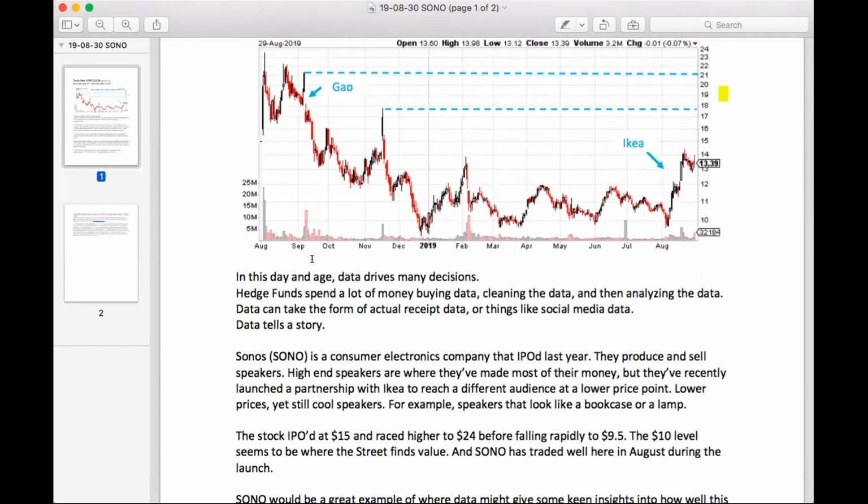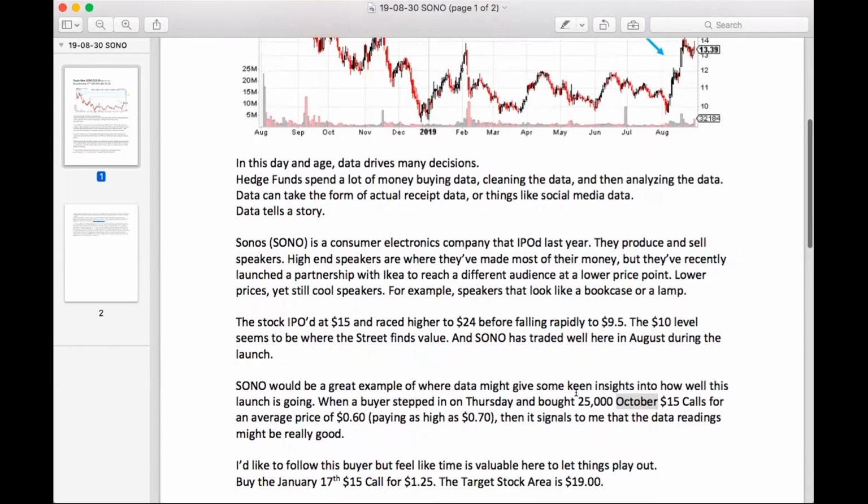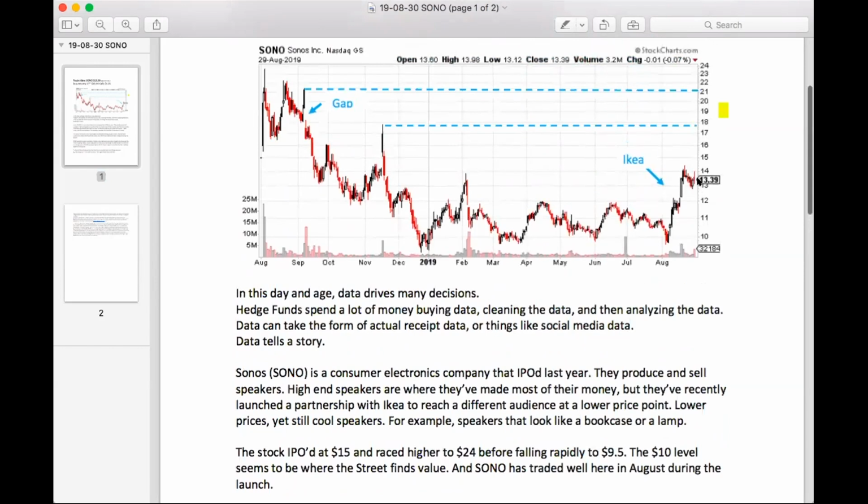So in this case, Sonos traded 25,000 call options on Thursday, and they were paying 60 cents for the right to buy Sonos at $15. So with the stock trading here at $13.39, they're looking at this level right here, $15, and they're willing to pay 60 cents for that right to buy it.